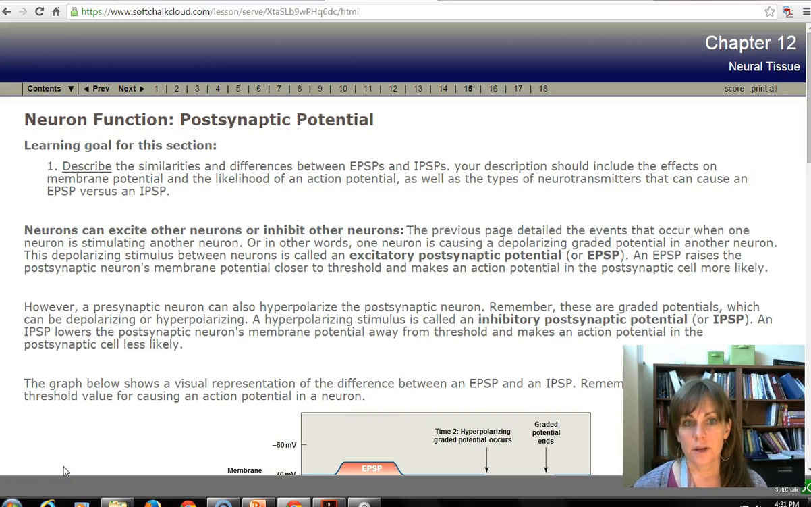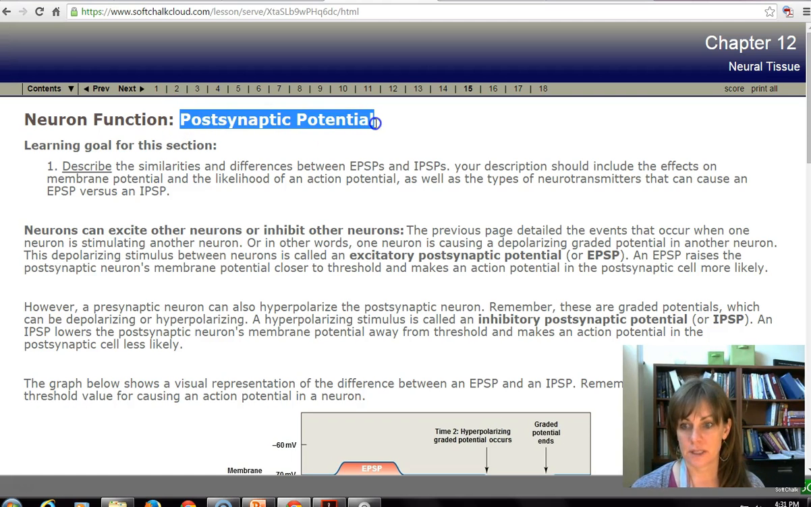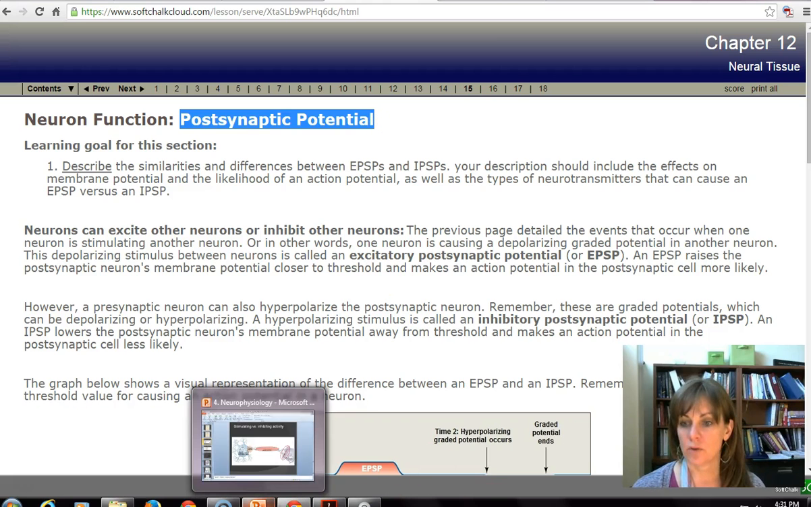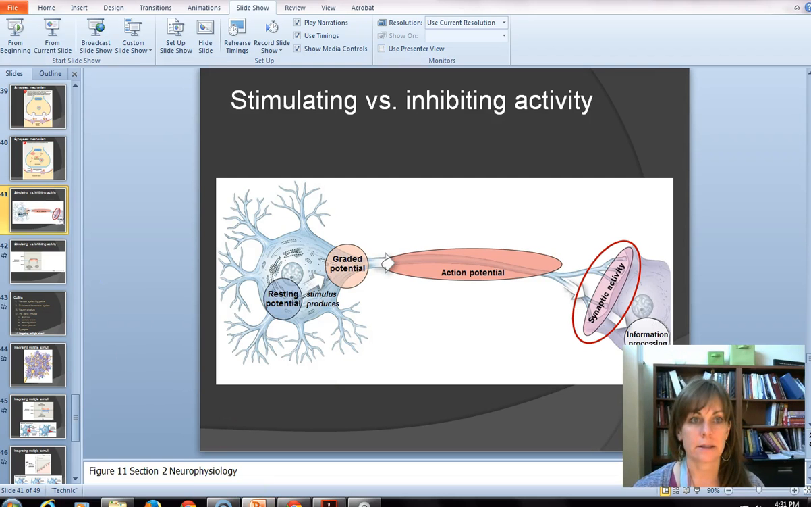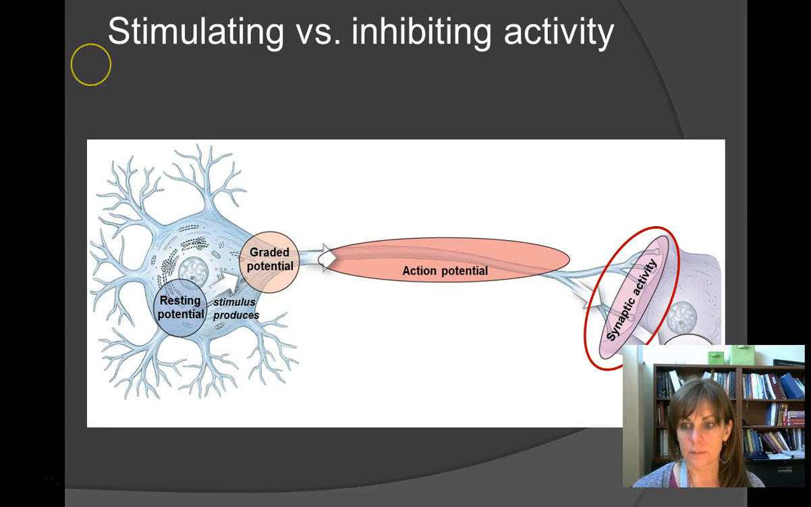Okay, so now we're going to talk about concepts associated with this topic here, postsynaptic potential. And so let me go to a slide that can hopefully start to explain that a little bit more clearly. So again, really familiar slide that we've seen many times. We started with resting potential. We get a stimulus to get a graded potential.